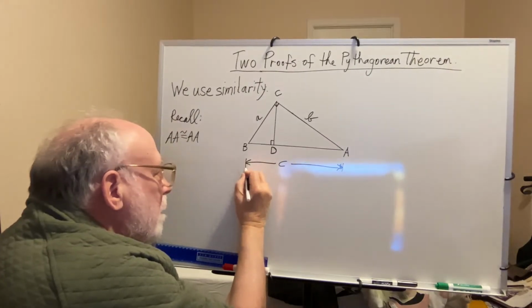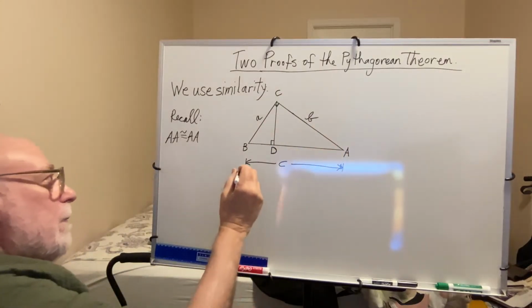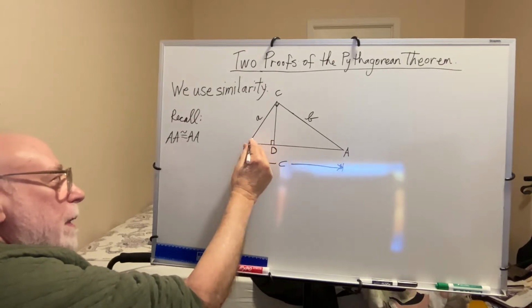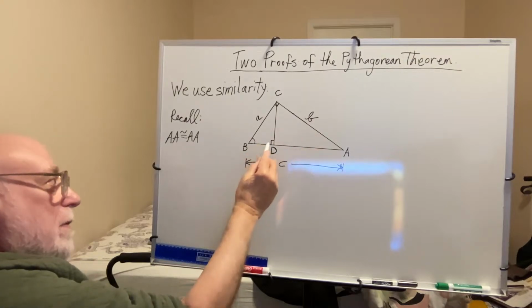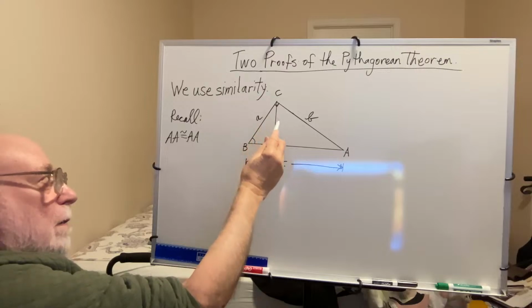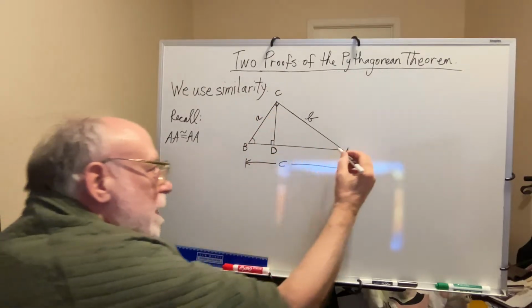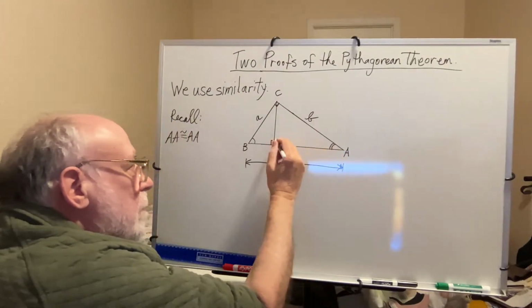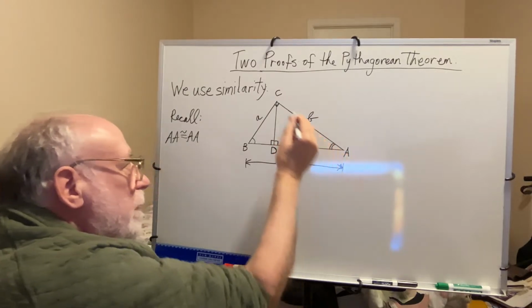And this big triangle is a right triangle. Hypotenuse is C. Now, the triangle on the left has angle B in common with the big triangle, and also has a right angle in common with the big triangle. So the triangle on the left is similar to the big triangle. And by the same reasoning, the triangle on the right is a right triangle, and it has angle A in common with the big triangle.